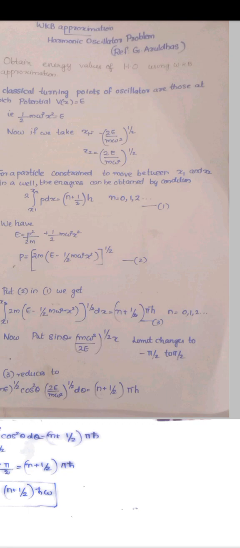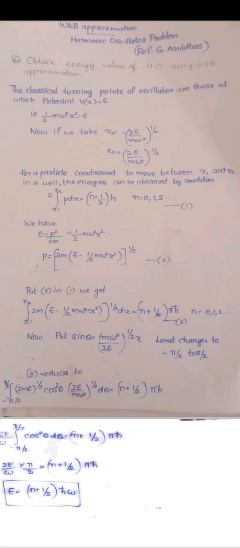So what is the condition of WKB approximation? 2 into the integral from x1 to x2 of p dx is equal to (n plus 1 by 2) h, where n is equal to 0, 1, 2, etc. So using this condition, it is very simple to formulate a methodology to solve the harmonic oscillator problem.